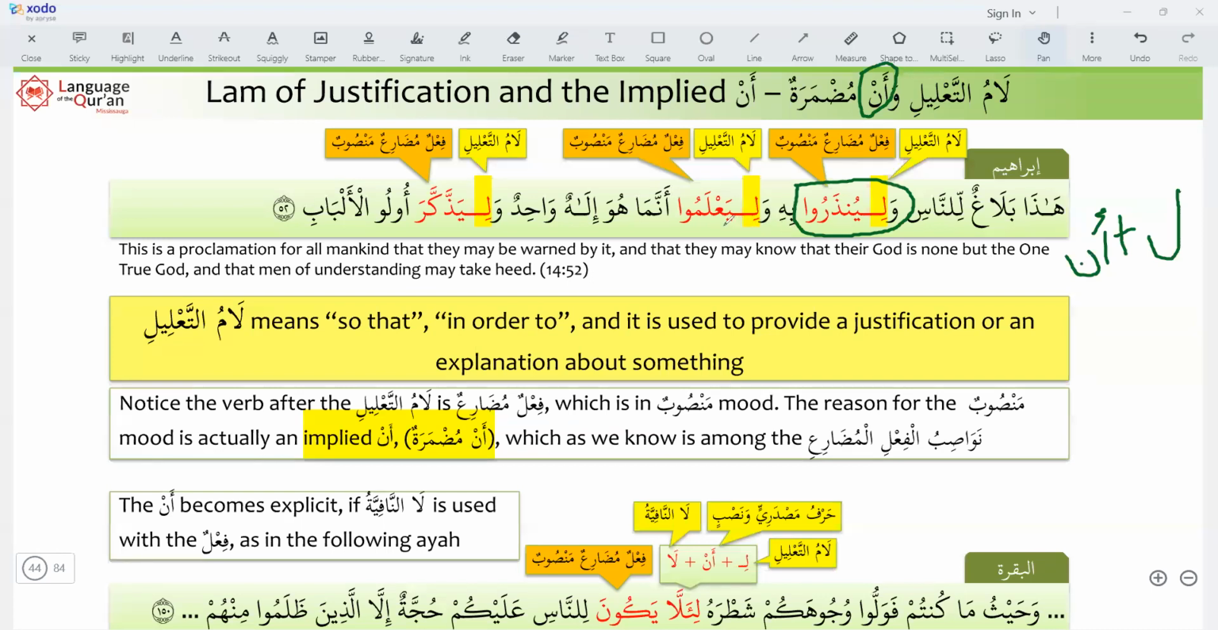Waliya'lamu. This lam is lamul ta'lil. So it was ya'lamuna, and it becomes mansub because an is already implied in this lam. وَلِيَعْلَمُوا أَنَّمَا هُوَ إِلَهٌ وَاحِدٌ. وَلِيَذَّكَّرَ. This was يَذَّكَّرُ, and because of this lamul ta'lil, it changed into يَذَّكَّرَ, becoming mansub. Ulul albabi.